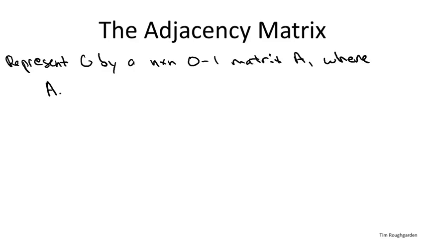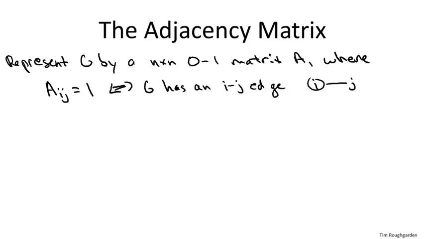And the semantics are the ijth entry of the matrix is 1 if and only if there's an edge between the vertices i and j in the graph. I'm assuming here that the vertices are named 1, 2, 3, 4, etc. all the way up to n. It's easy to add bells and whistles to the adjacency matrix to accommodate parallel edges, to accommodate edge weights, or to accommodate directed arcs, directed edges.